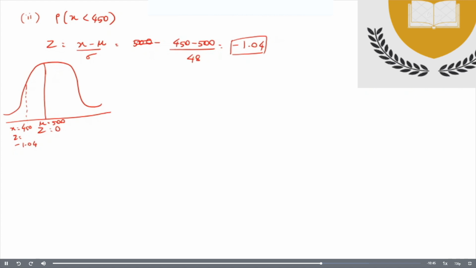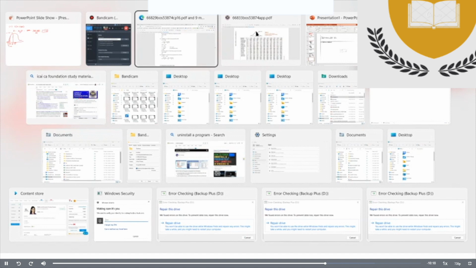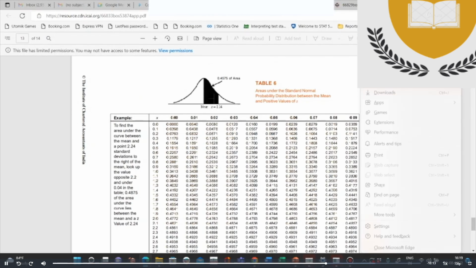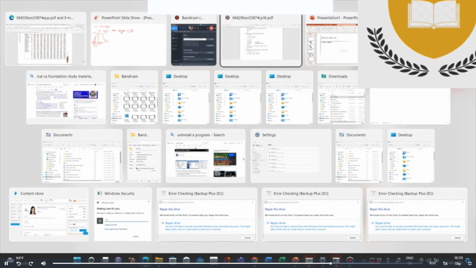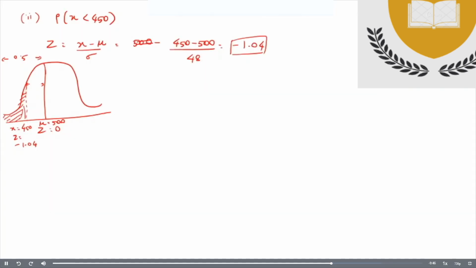Okay, so now let us start doing this. Now I want to know the value of x less than 450. So it is going to be this region which I would like to shade. For that I need to first know this one, which is 0.5, and then I need to know the area for z from 0 to minus 1.04. Come with me to the table. 1.04 is the value. The first is 1.0, so under the 0.04 column, it is 0.3508. So this value is 0.3508.